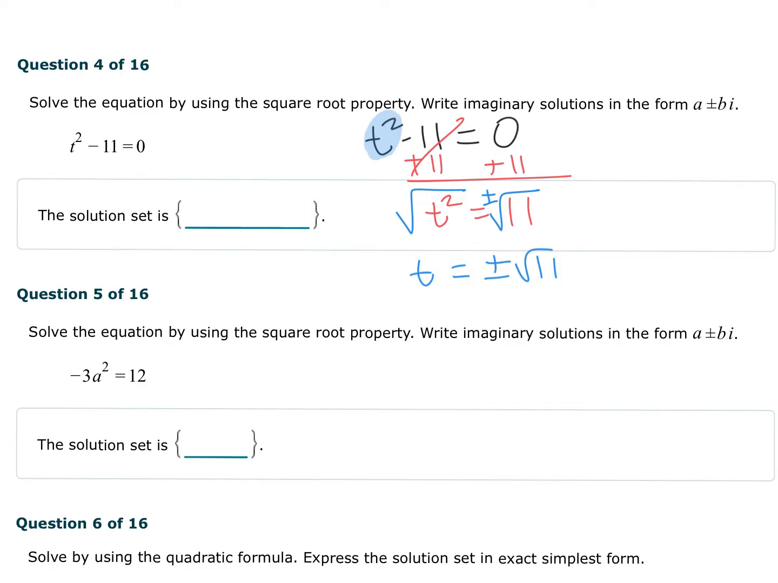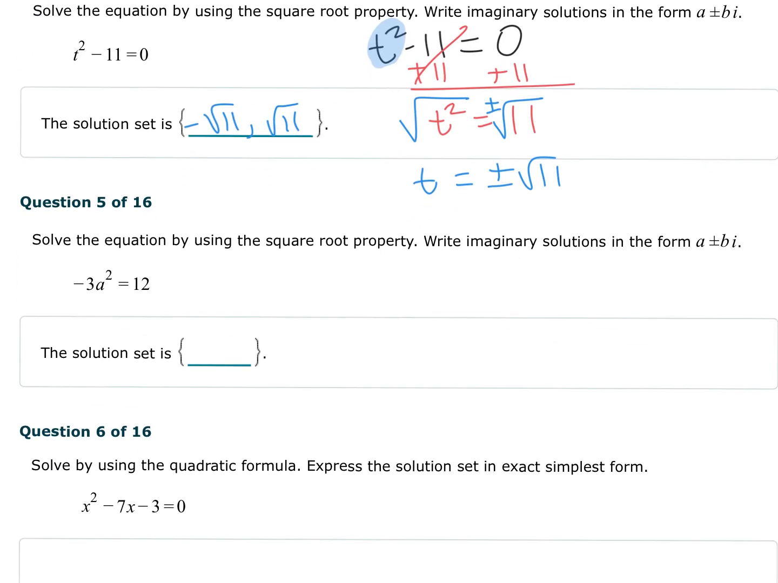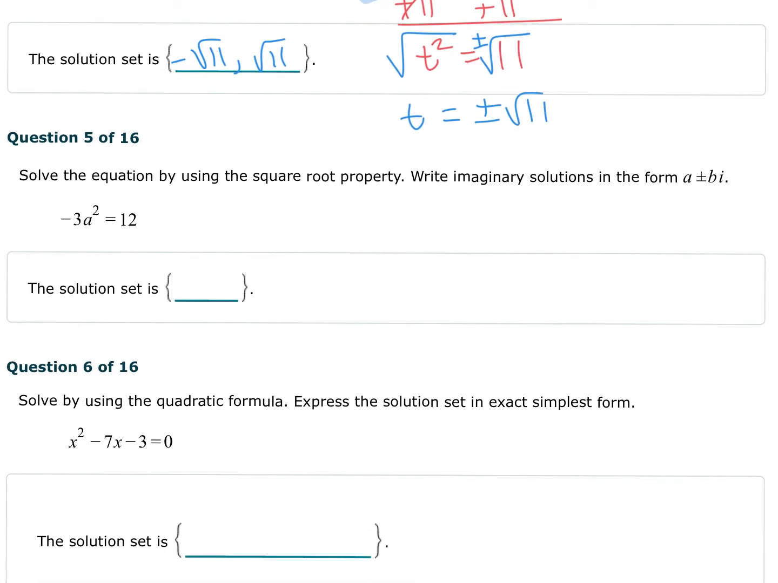Very similar to the last problem, I can write it as 2 answers, or I can use the plus or minus key feature. Okay, so now we're going to move on to one that's a little more difficult. We're going to solve using the square root property again, but this is going to require a little more work, and also we're finally going to have the i solution. All right, so I want to show you what that looks like.